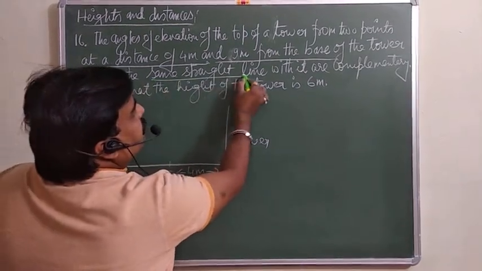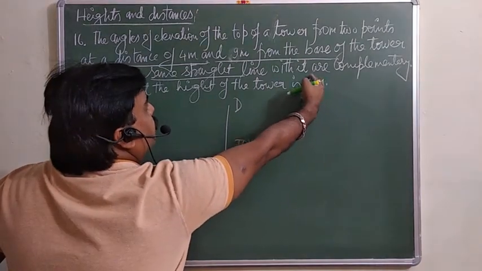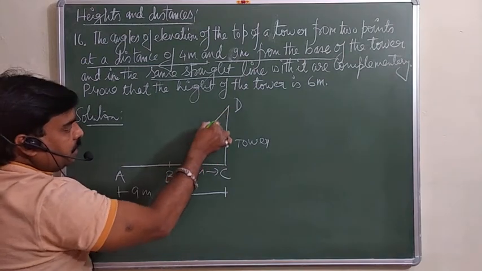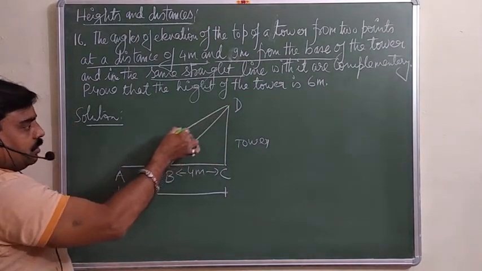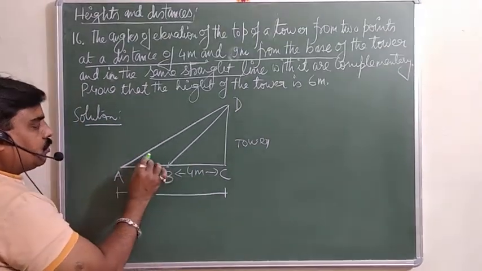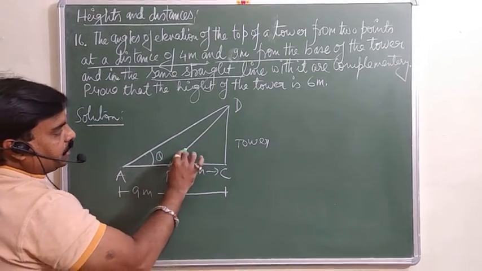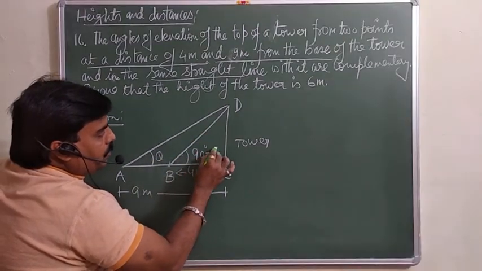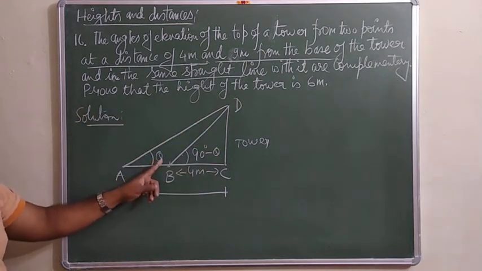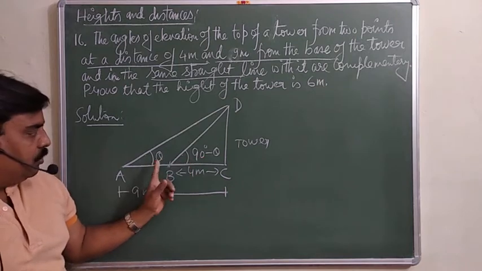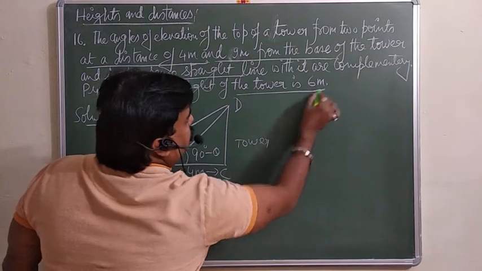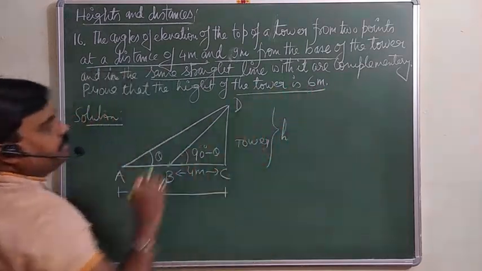In the same straight line, with it are complementary angles. Complementary angles means the elevation angles are complementary to each other. So suppose this is theta, then this will be equal to 90 minus theta. Complementary means the sum of these two angles is equal to 90. So you can take this is theta and this is 90 minus theta. We want to prove that the height of this tower is 6 meter.